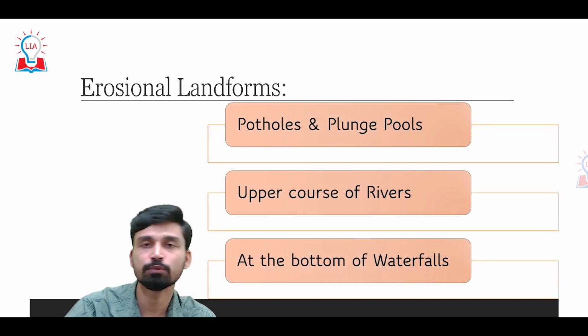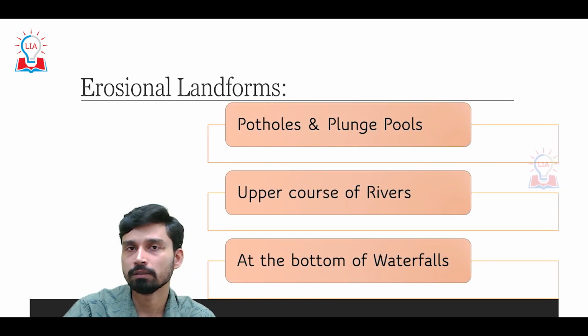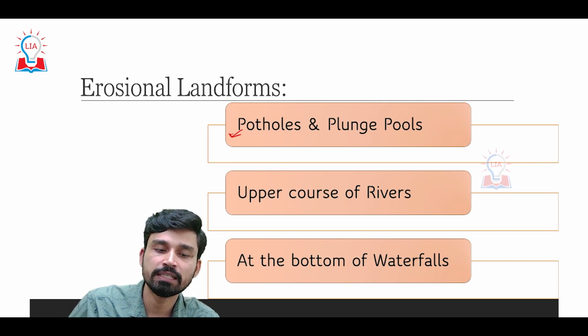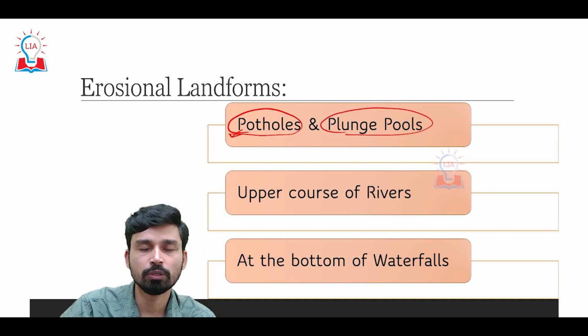So these are the four types of waterfalls that we have discussed. Now, as we move further in the course of the river, the other important erosional landforms that we see developing are called potholes and plunge pools. So let us try to understand what are potholes and plunge pools.